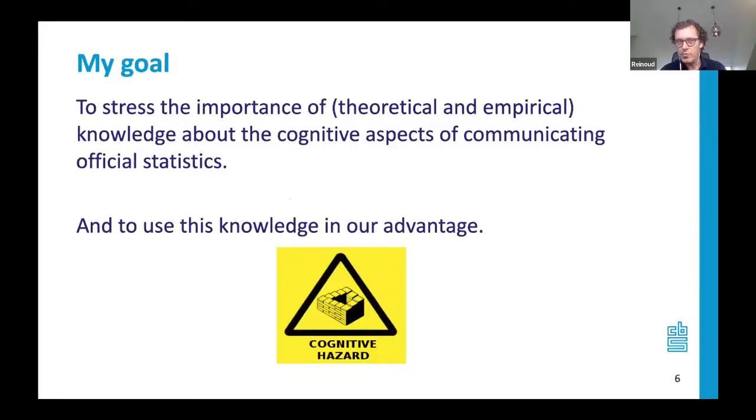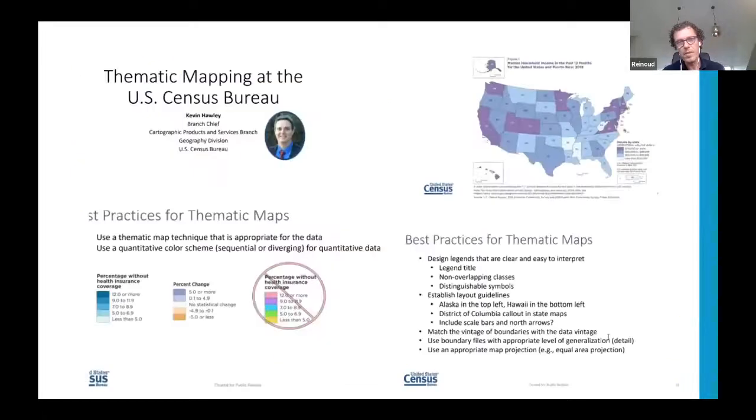Now, my goal is to stress the importance of theoretical and empirical knowledge about the cognitive aspects of communicating official statistics, and to use this knowledge to our advantage. So instead of being a cognitive hazard, we use it to our advantage to improve the work we do.